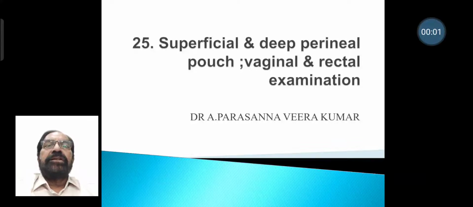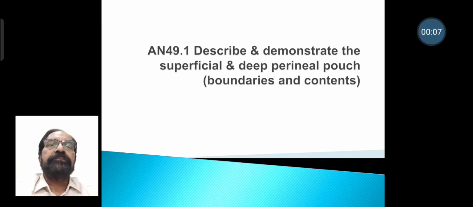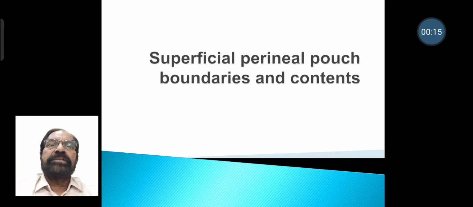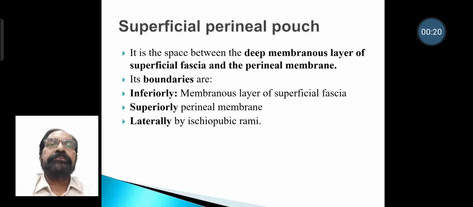We discuss superficial and deep perineal pouches as well as vaginal and rectal examination. So the competency is about superficial and deep perineal pouch, boundaries and contents. First we'll start with the superficial perineal pouch, boundaries and contents.